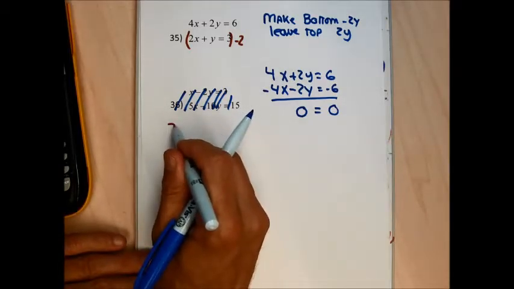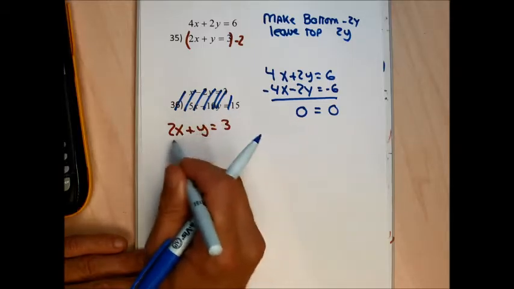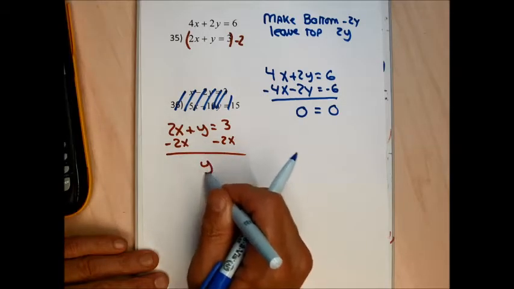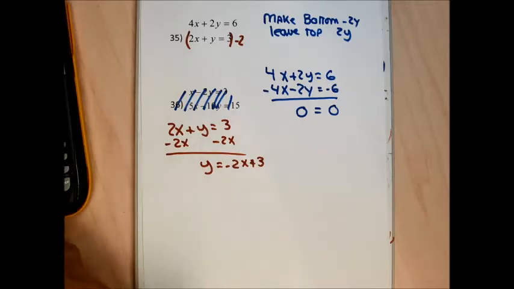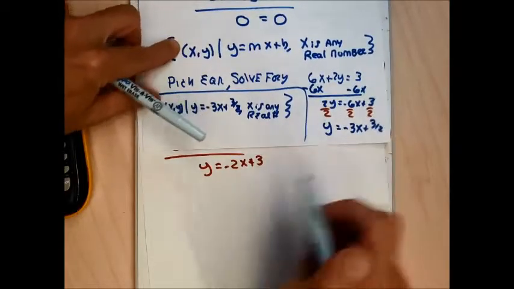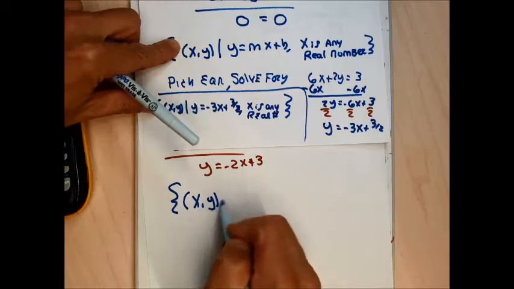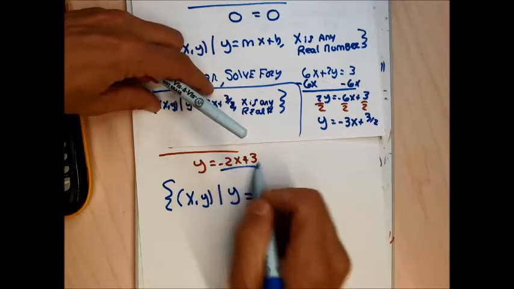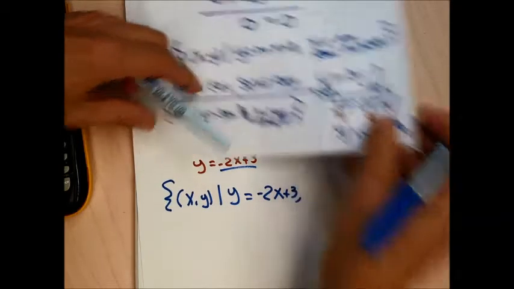To get my solution written nice, I need to pick an equation and solve it for y. And I'm going to do that with the bottom equation because it's easy to solve for y. Solving the bottom equation for y will allow me to put the answer in this template. So now I'm just going to use this template. I'm going to say the solution is a set of x, y, such that y equals negative 2x plus 3, where x is any real number.